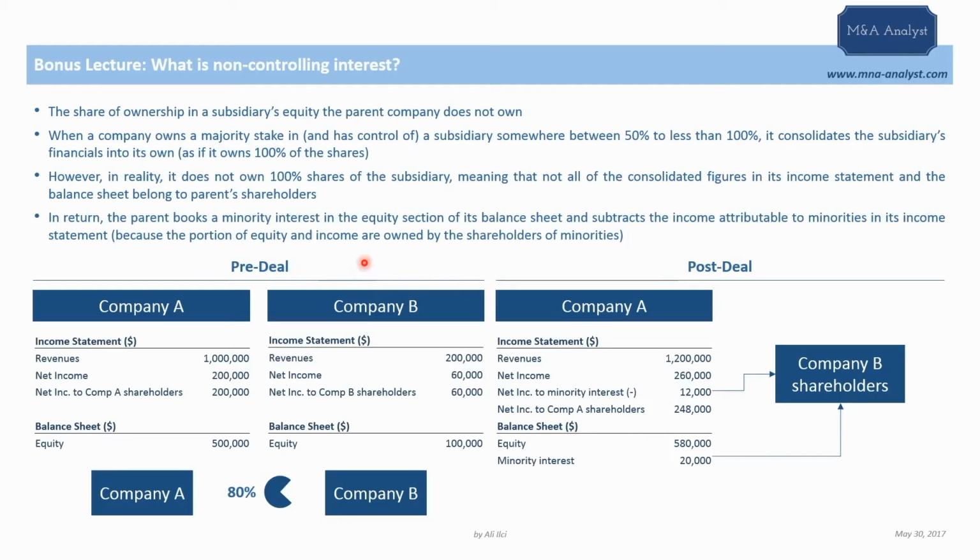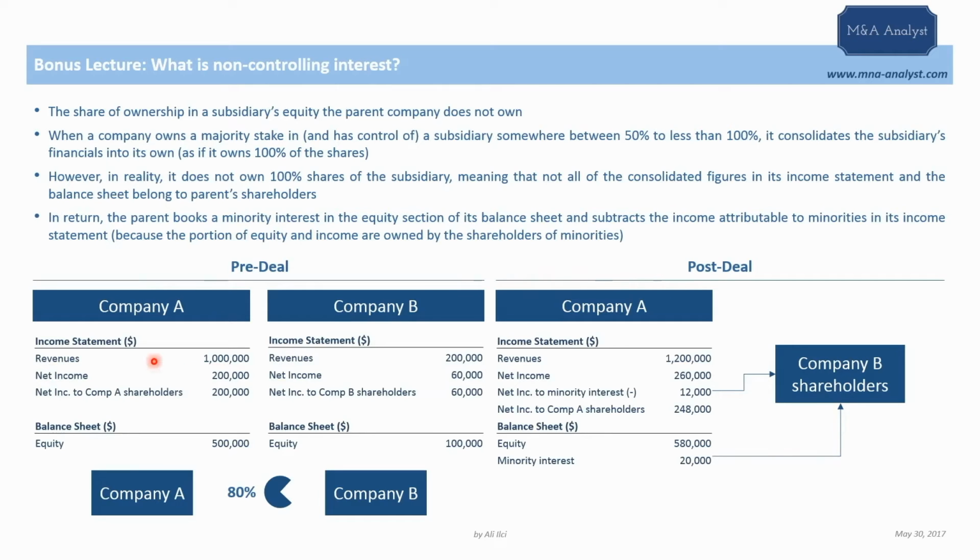So here we have an example just to give you a better illustration of what non-controlling interest is. We have the pre-deal on the left-hand side and the post-deal here. Let's say there are two companies, company A and company B. Here you can see the income statement and balance sheet of company A and the income statement and balance sheet of company B. And we assume that company A decides to acquire 80% of the shares of company B. So company B becomes a subsidiary of company A. Now let's check the figures quickly.